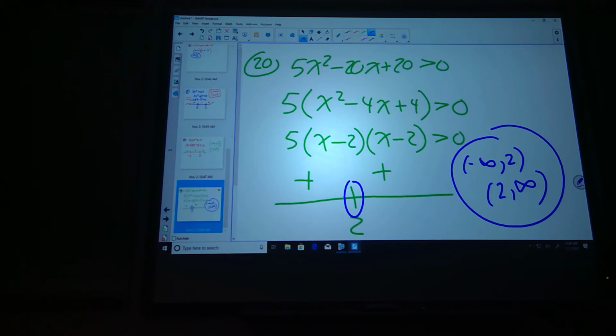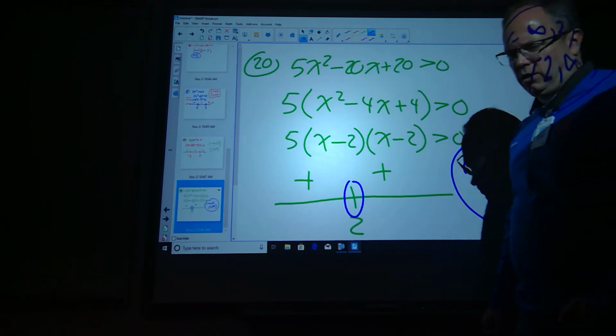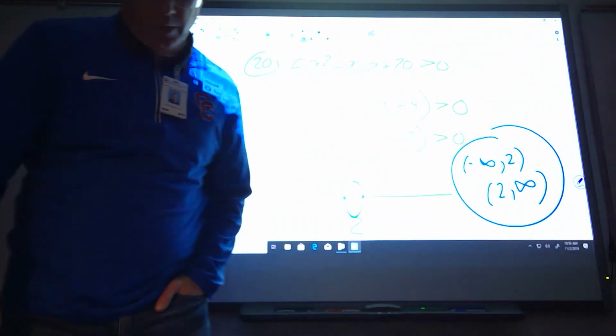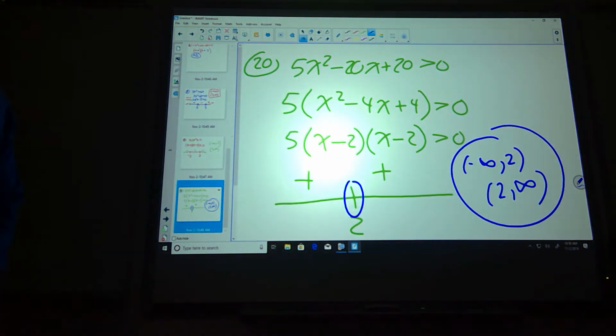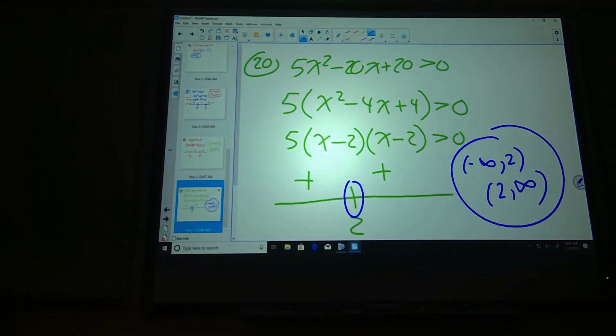So we can just draw a straight line. But the interval notation is what we're trying to get to on these as well. Yeah, state it in interval notation. That's the blue. Anything else from the new stuff?